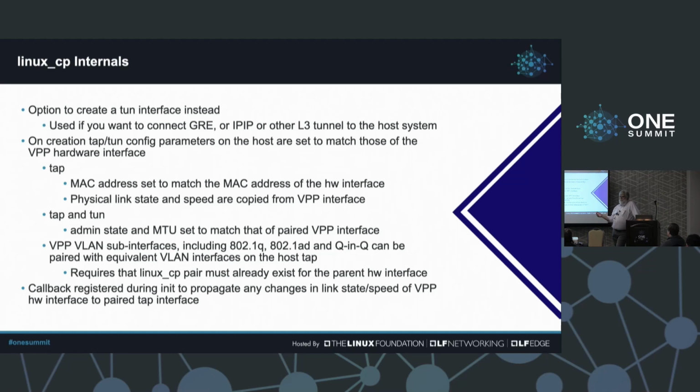So the taps look, for all intents and purposes, like real physical interfaces to the Linux kernel and to anything that knows how to inquire as to what the admin state is, or the link state is, or the MAC address is, all the rest of it, right? So for Linux, it looks like everything's normal. And then for tap and TUN, we copy across the MTU and the admin state. You can run VLAN sub-interfaces with the one proviso that you have to have the pair already existing. So you have to have the base interface there before you can start creating Q-in-Q or 1Q interfaces. And then there's a set of callbacks registered so we can make sure that any interface state that gets set on the Linux side gets copied into VPP.